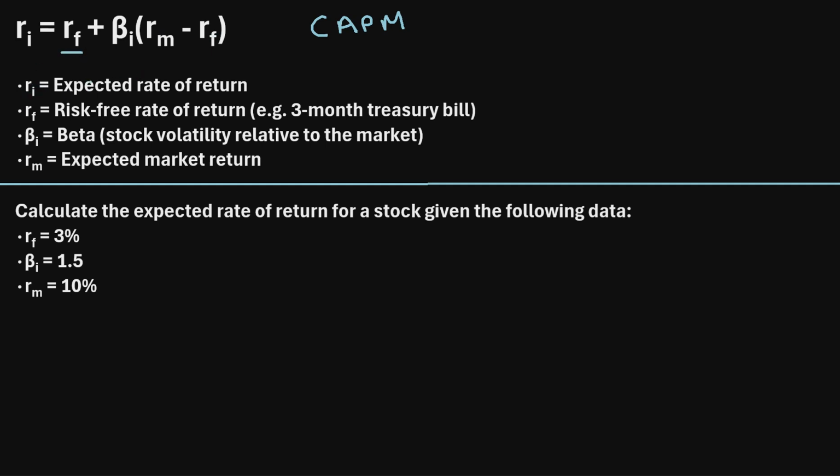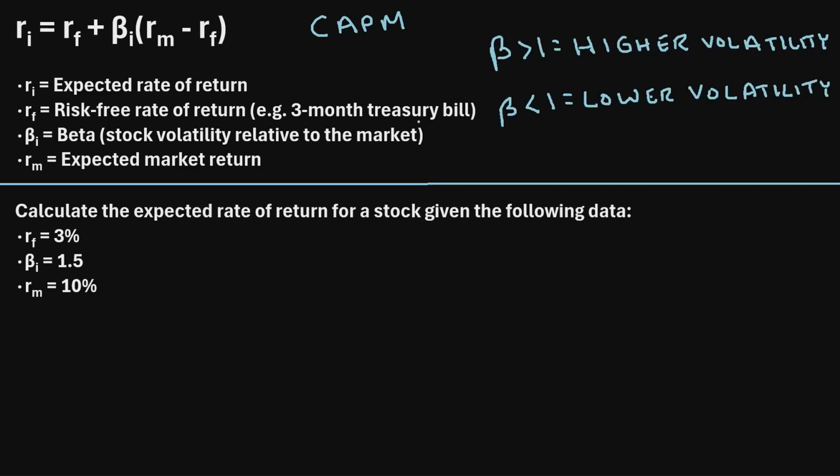R sub F is the risk-free rate of return. So an example of that would be like a 3-month treasury bill. So it's an investment that is considered to have zero risk associated with it. Then beta sub I, that's the beta for the given stock. Now, that just means what is the stock volatility relative to the market volatility.